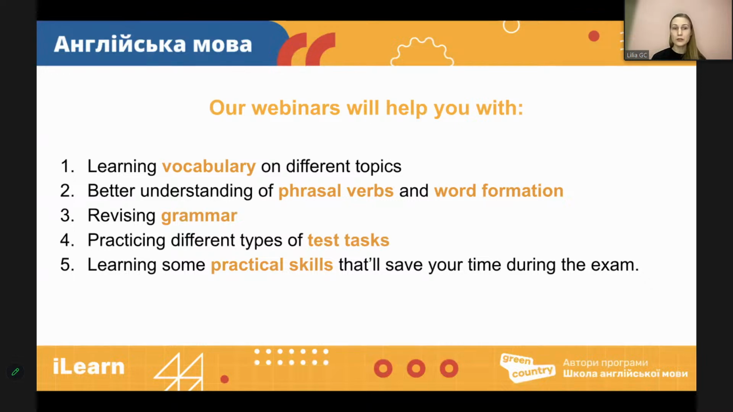Okay, and also we will get some practical skills that will help you complete each type of the tasks in the fastest and easiest way. So there is a strategy for each particular task, and we're gonna look through all of them during those webinars. So if you have any questions, you can always type them in the chat. I have it open in front of me, so you can keep typing there. I would really appreciate it.